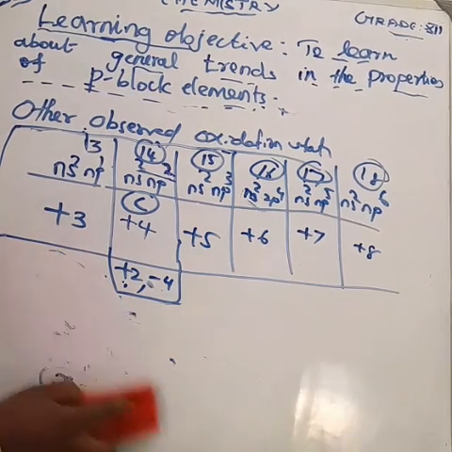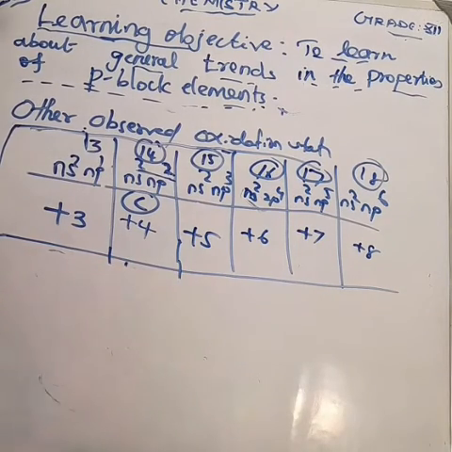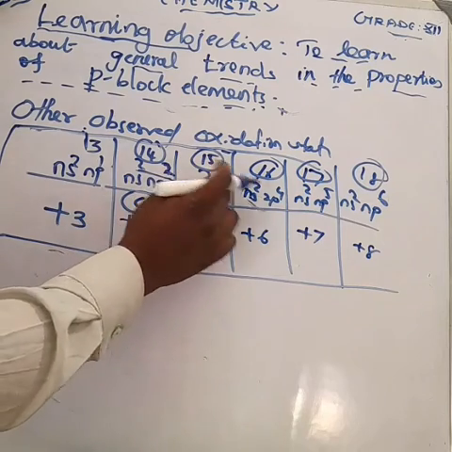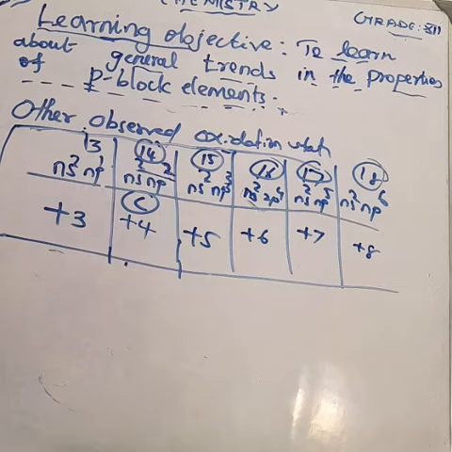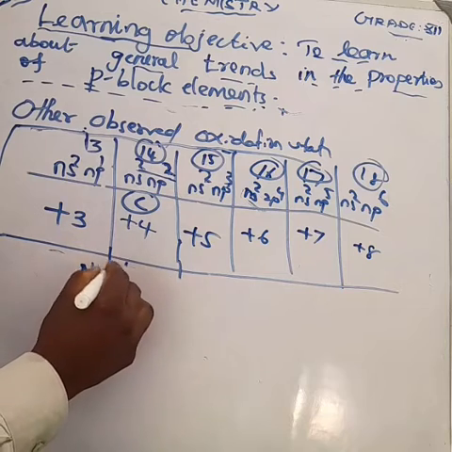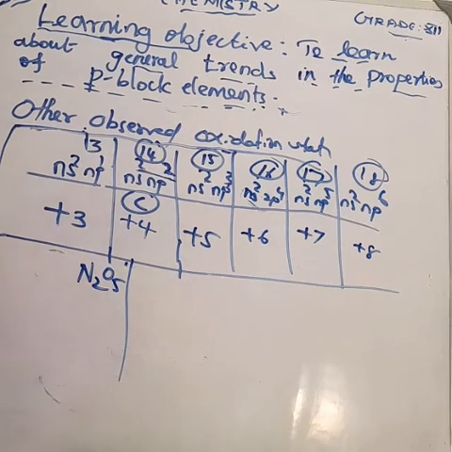What about nitrogen? Nitrogen's highest oxidation state is plus 5. The general outer electronic configuration is ns2 np3, that is 2 plus 3, and this 2 plus 3 gives plus 5. Am I right? That's 5. For example, N2O5, dinitrogen pentoxide. In N2O5 we get the plus 5 oxidation state.